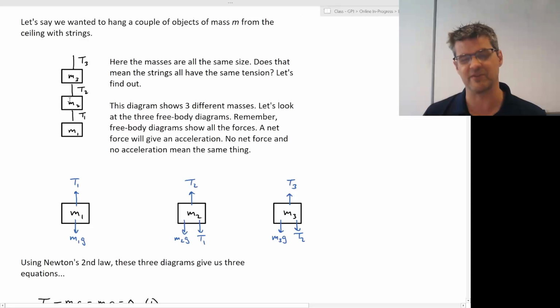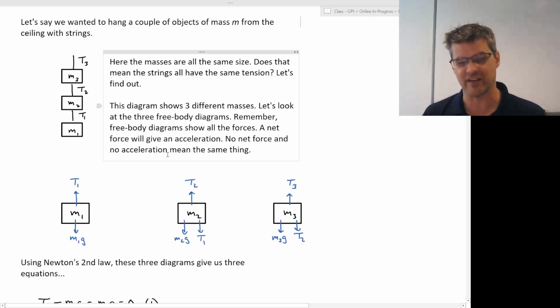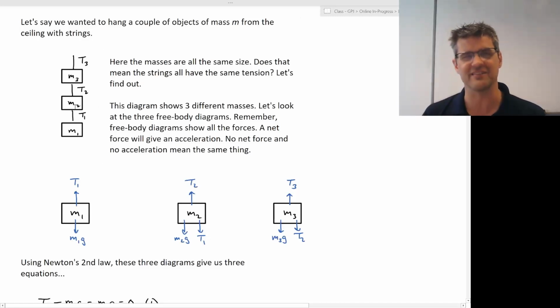Now for mass M2, it's a little bit different. There's a string on the bottom and there's a string on top, T2 and T1. But M2 also has some weight, M2G. So its free body diagram is slightly different. However, mass 3 has a string below it, it has a string above it, it has some weight. The free body diagram for mass 3 looks a lot like the free body diagram for mass 2. Not exactly the same because it's a different mass and we have different strings, but the way it's constructed is very, very similar.